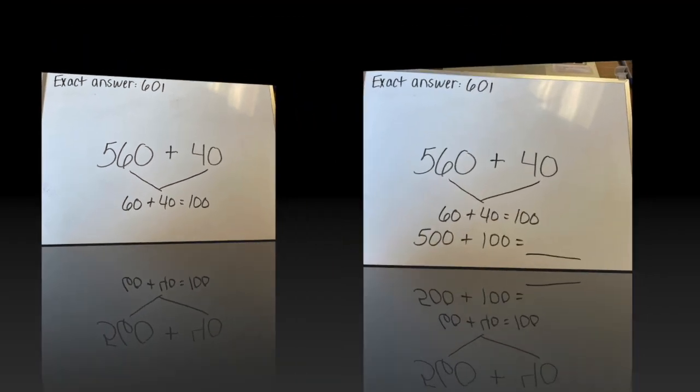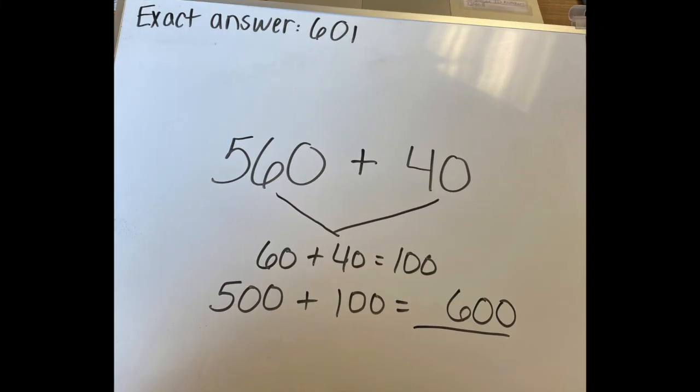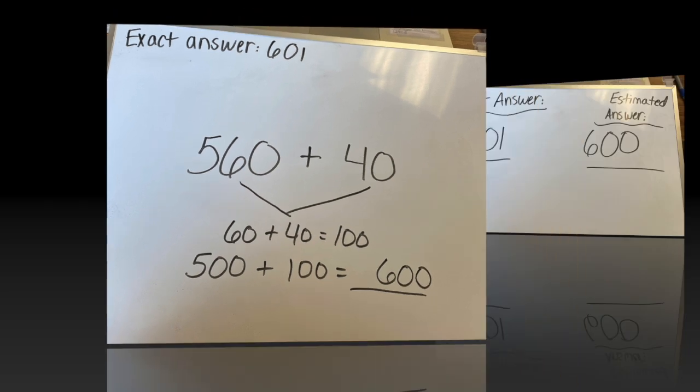And then we have 500 plus 100 because we have only the 5 in that 100s place. And then we don't have another hundreds place in the number 40. So that's just 500. So then we have 500 plus 100. And that gives us 600.